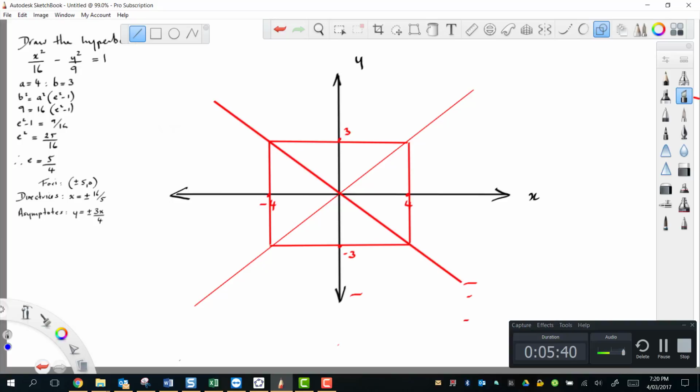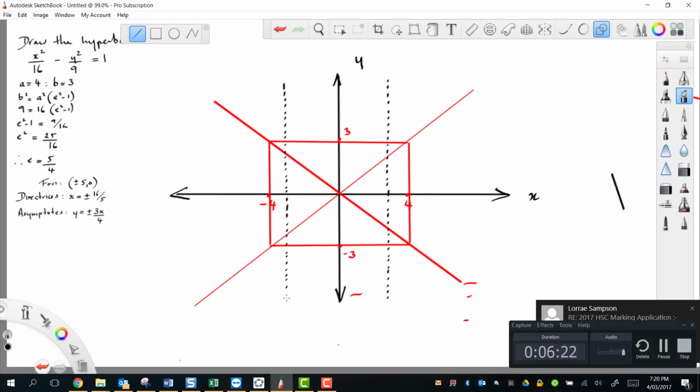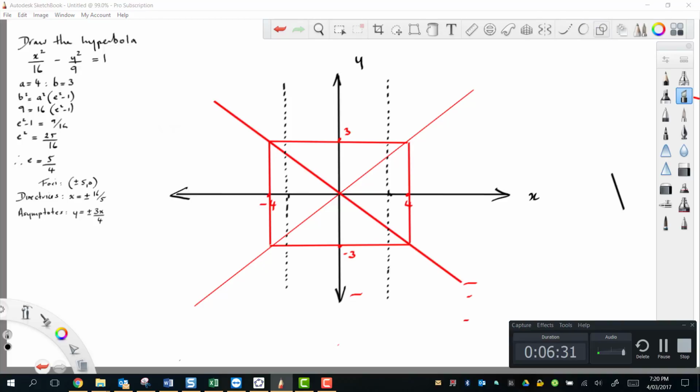What else can we chuck in there? Well, let's put in the directrices. 16 on 5 is about 3 1/5, so we'll chuck that in. There's our directrices, x equals 16 on 5. And just there and there, they're going to be 16 on 5, comma 0, and -16 on 5. The foci are 5, comma 0 and -5, comma 0.